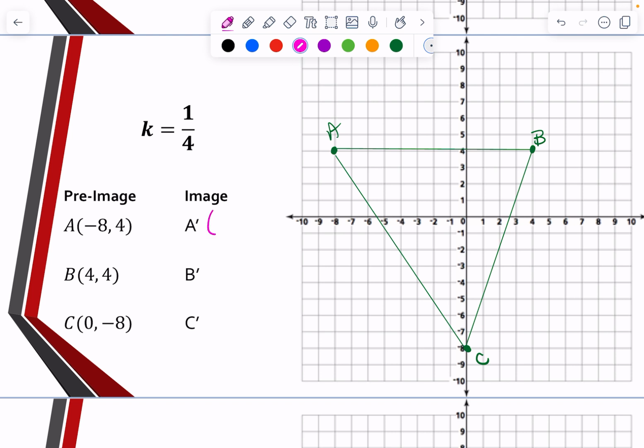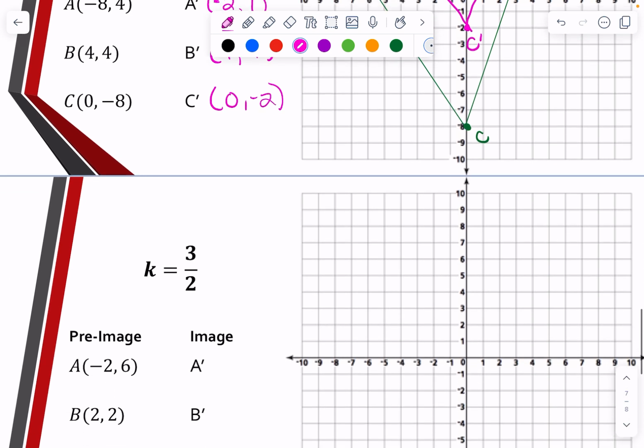We're going to multiply each of these by 1/4, so that would be negative 2, comma 1. B prime would be at 1, 1. And C prime would be at 0, negative 2. So what that's going to do is we're going to go negative 2, 1. Here's A prime. B is at 1, 1. And C is at 0, negative 2. And you will notice here, this is going to shrink it to 1/4 of the original size.